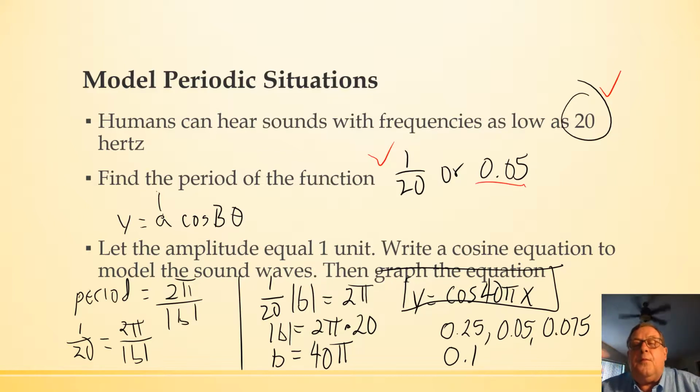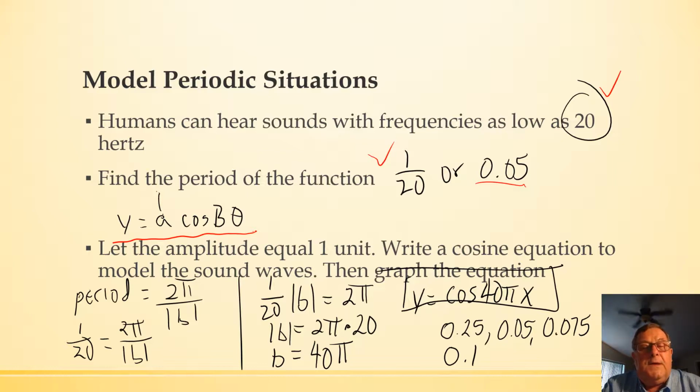or if we convert that to a decimal, it'd be about 0.05. Then we're asked to let the amplitude equal 1 unit and write a cosine equation to model the sound waves. Now, our basic cosine function might be like this without any translations: A, which is the amplitude, cosine B times theta.